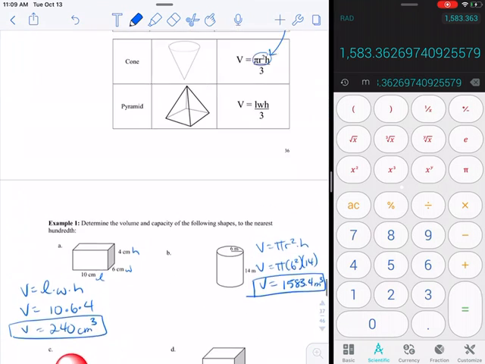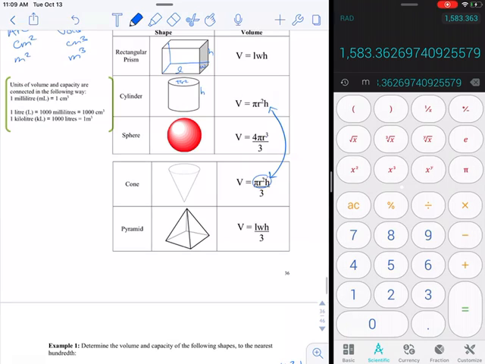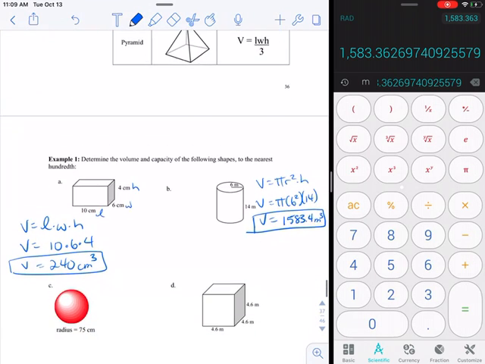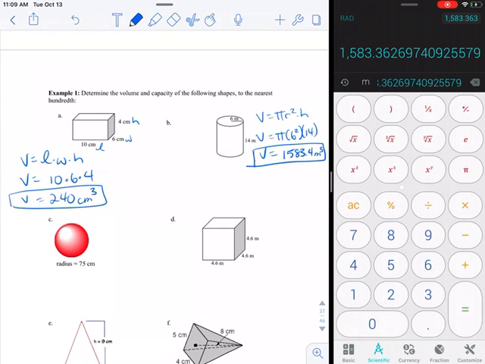To calculate the capacity, 1,000 liters or 1 kiloliter is 1 meter cubed. Okay, so this is 1,583.4 kiloliters.